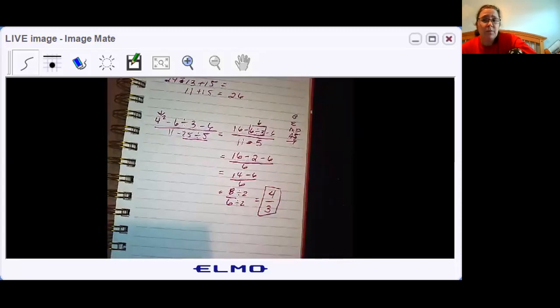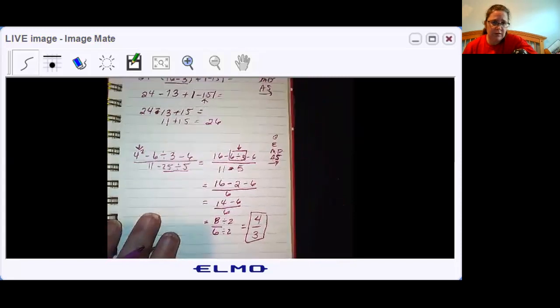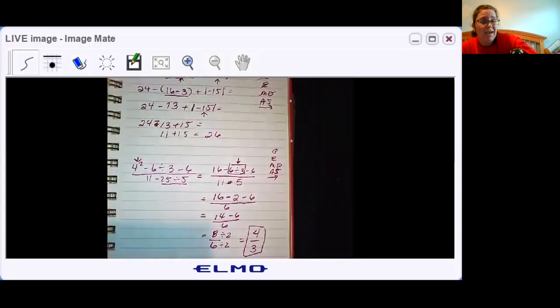Now, order of operations is the same thing as some other things. You can go on the internet, you can go to Google or DuckDuckGo or whatever search engine you're going to use and type in order of operations worksheets, and it will pop up a huge collection of them. If you're lucky, they'll give you answer keys too. But the best way to get good at this is to practice.